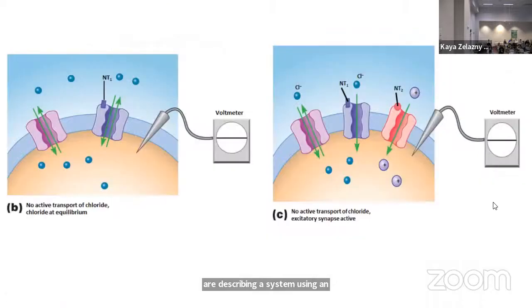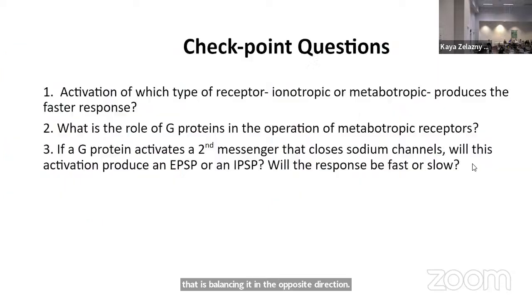Okay, cool. Here's my chloride picture. What we see here is chloride equilibrium when we have no active transport of chloride. Here's what we see as that chloride is balancing out an excitatory signal. You can see that as these positive charges move in, we have some chloride movement that is balancing it in the opposite direction, causing a kind of flat line here.